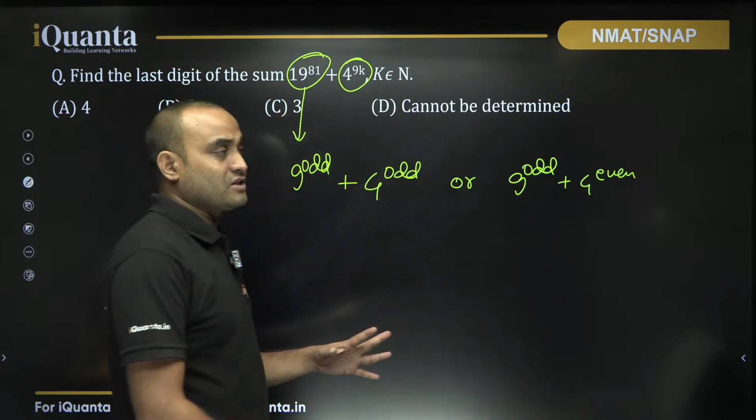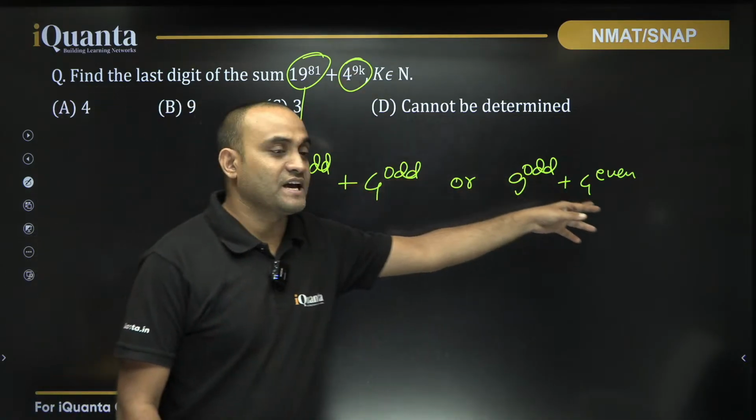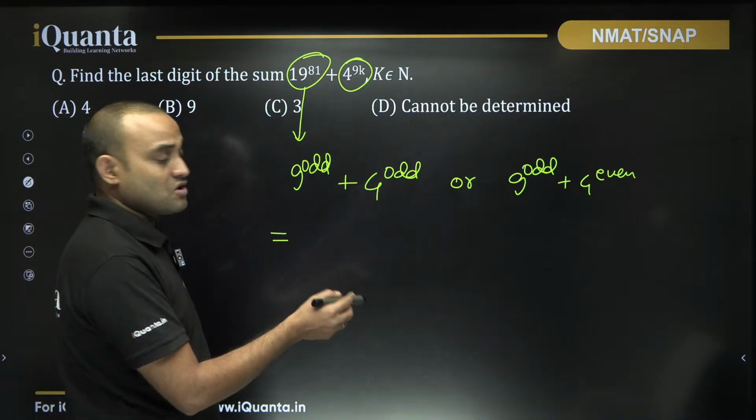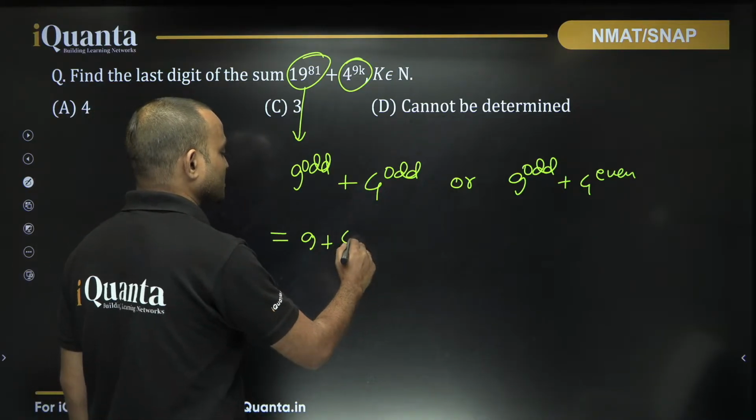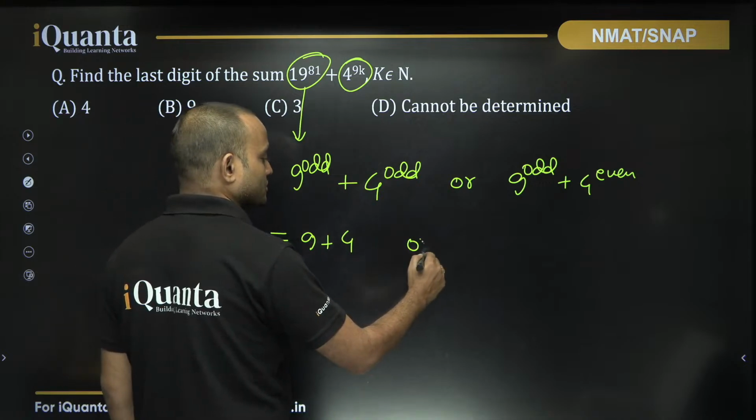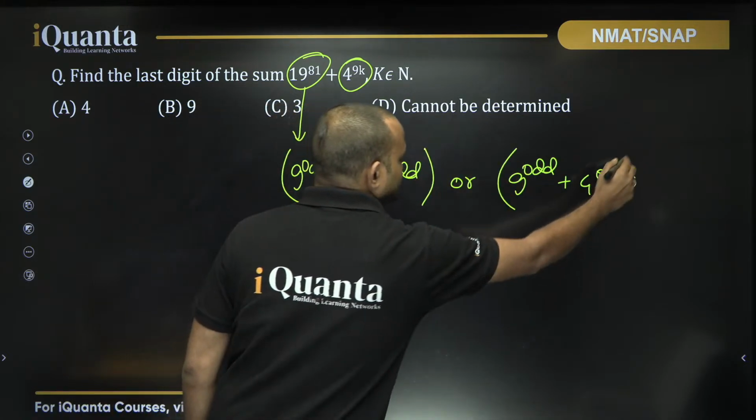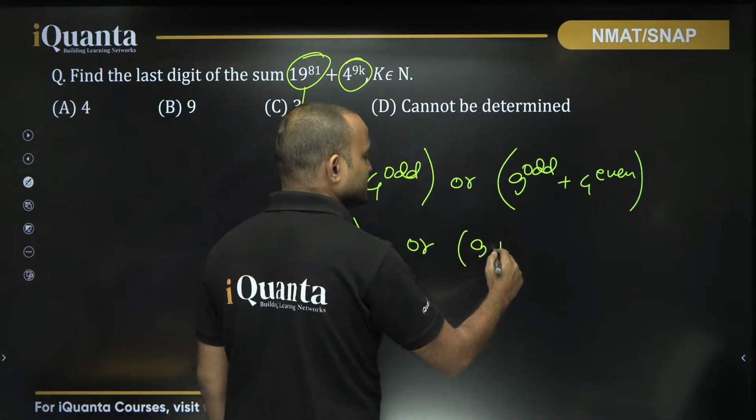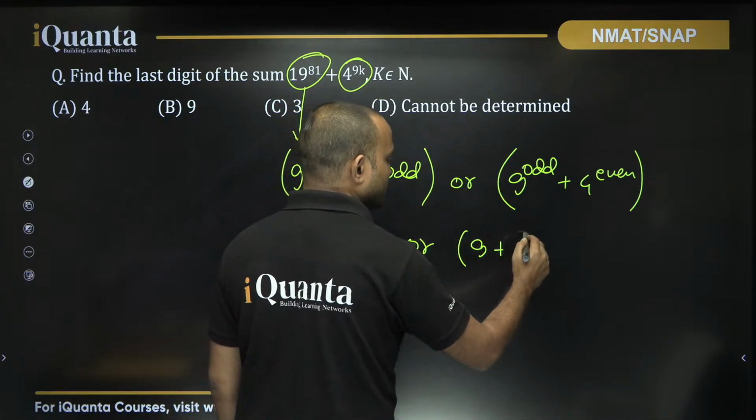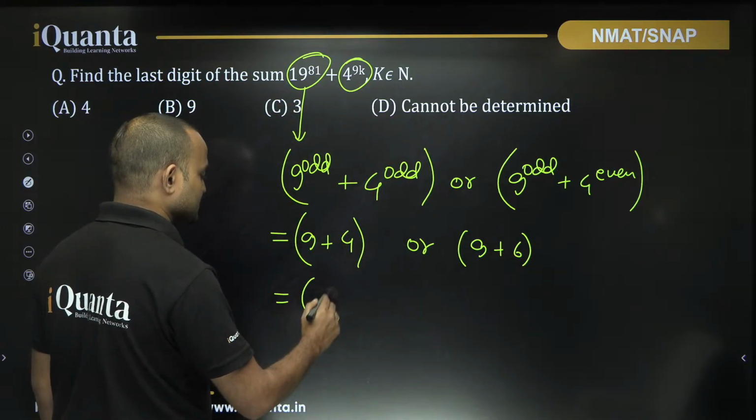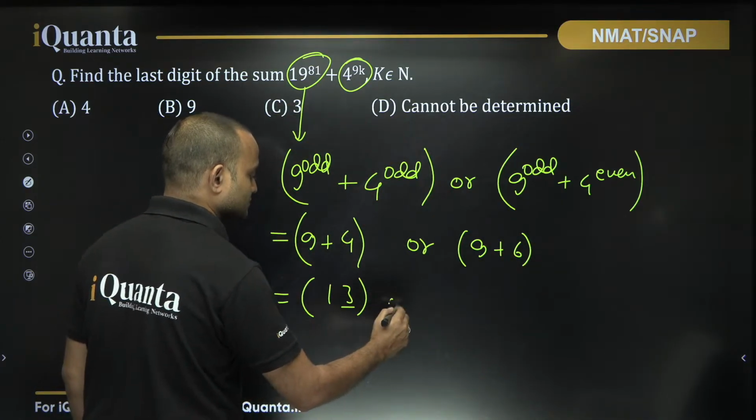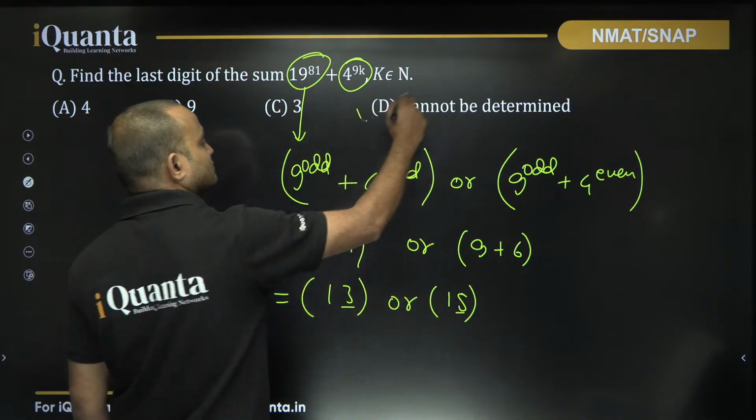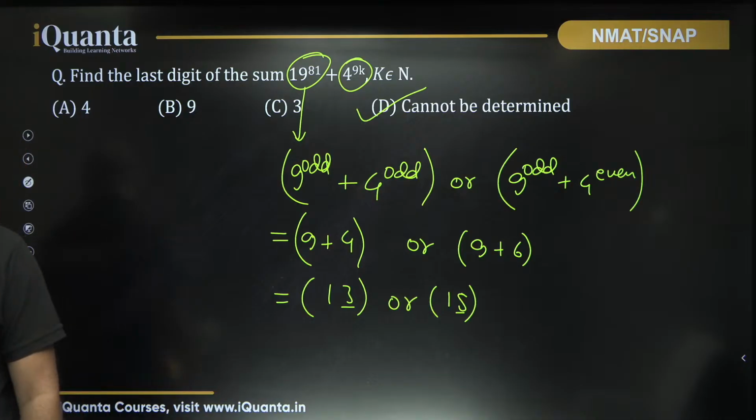If k is odd, this will be odd; if k is even, this will be even. Now 9 to the power odd, the unit digit is always 9. 4 to the power odd, the unit digit is always 4. In the case of even, 9 to the power even, the unit digit is always 6. So what we can say, either the unit digit will be 13 or it will be 3 or 5. So the answer cannot be determined.